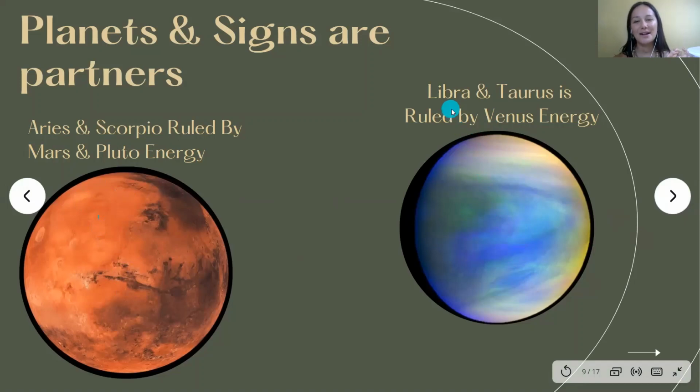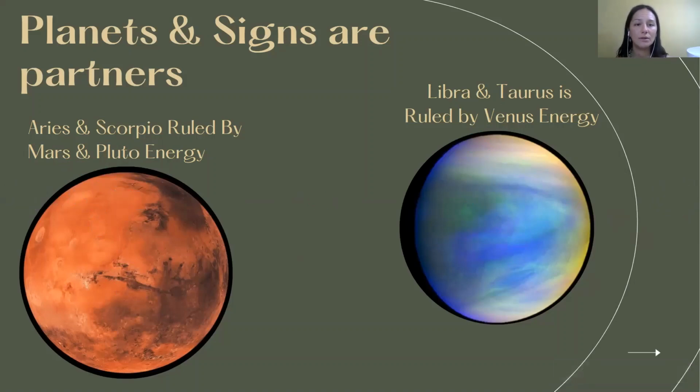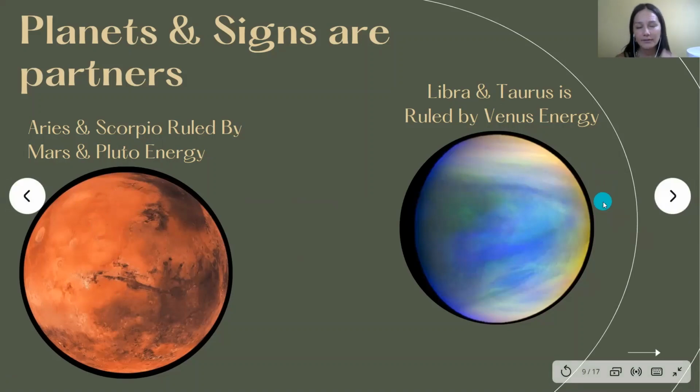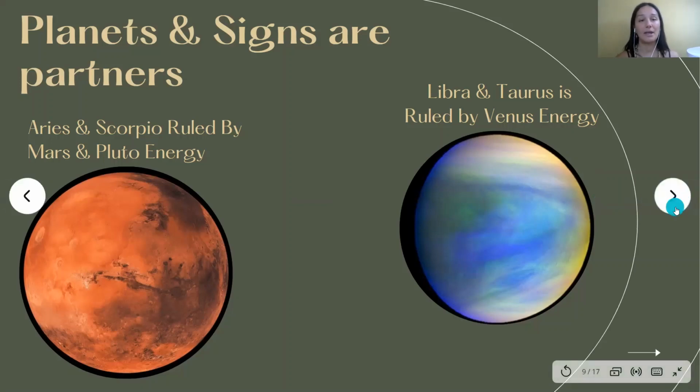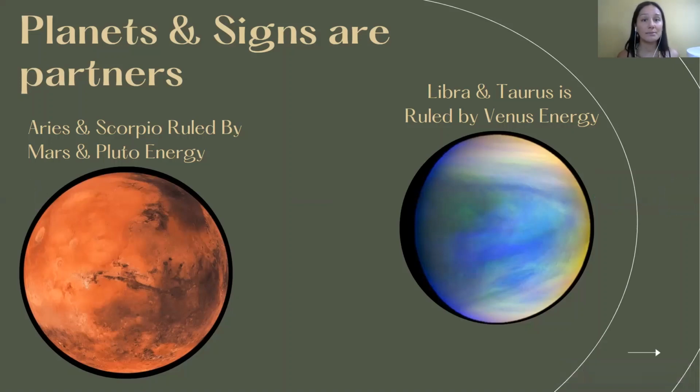And Libra and Taurus are ruled by Venus, and Aries and Scorpio are ruled by Mars and Pluto. So I'm just giving you a little taste of what you'll be learning if you continue to learn about astrology, and memorizing how the planets relate with the zodiac signs. For example, what zodiac is Uranus most aligned with?